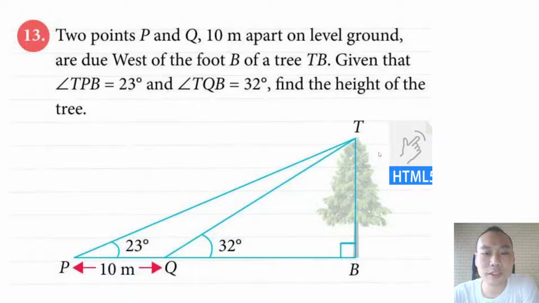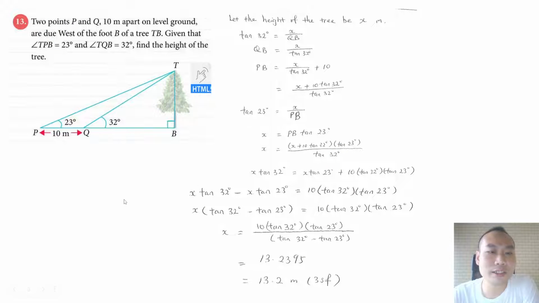Next one. This time round we have a tree over here, and we are supposed to find the height of the tree. So what can we do? Well, this one is a bit more challenging because the information we have is just over here. But nonetheless, don't need to panic. First thing, we let the height of the tree be x meters.